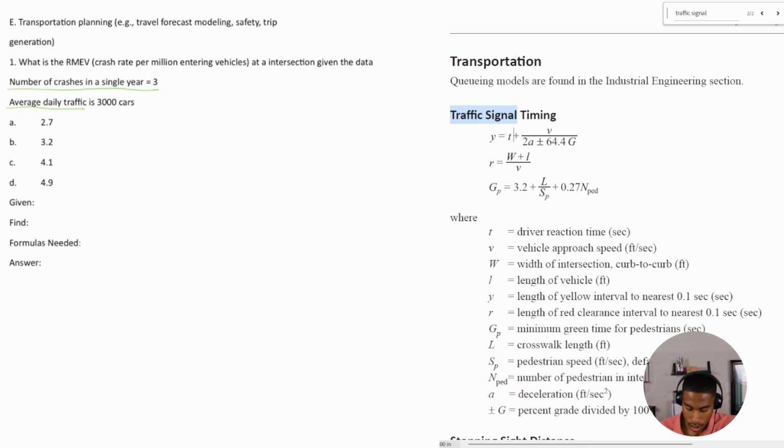All right. What are we trying to find? We're trying to find the crash rate per million, or the RMEV. And so are there any formulas needed for this? The answer to that is I don't know what RMEV is, and I'm just going to do a search because I think that will get me close. RMEV.